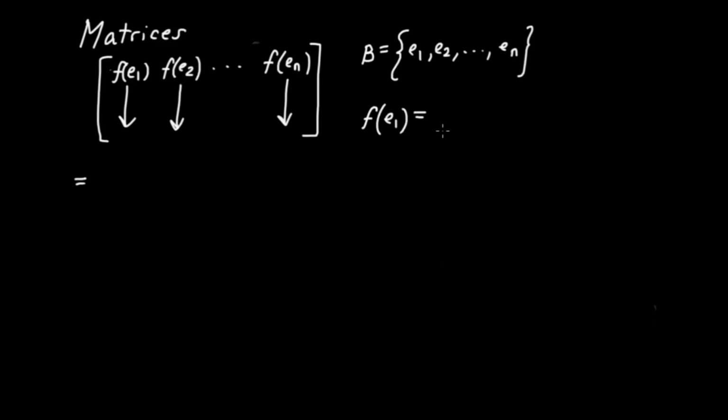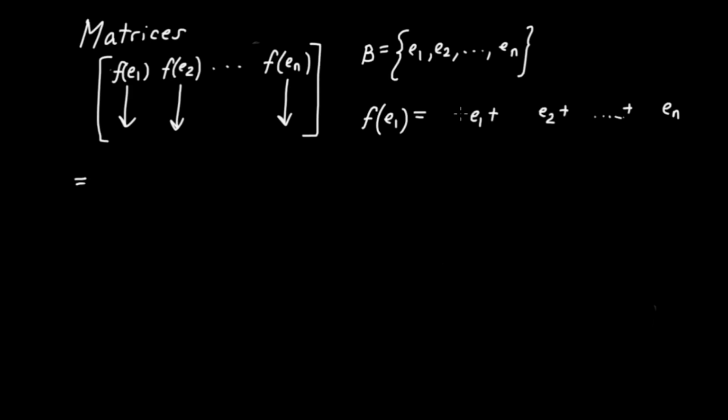As I said, this is going to be some linear combination of the basis vectors. It's going to be something times E1 plus something times E2, dot, dot, dot, plus something times En. Now, what I'm going to do is adopt a little bit of notation, but the notation is going to tie directly into matrices.